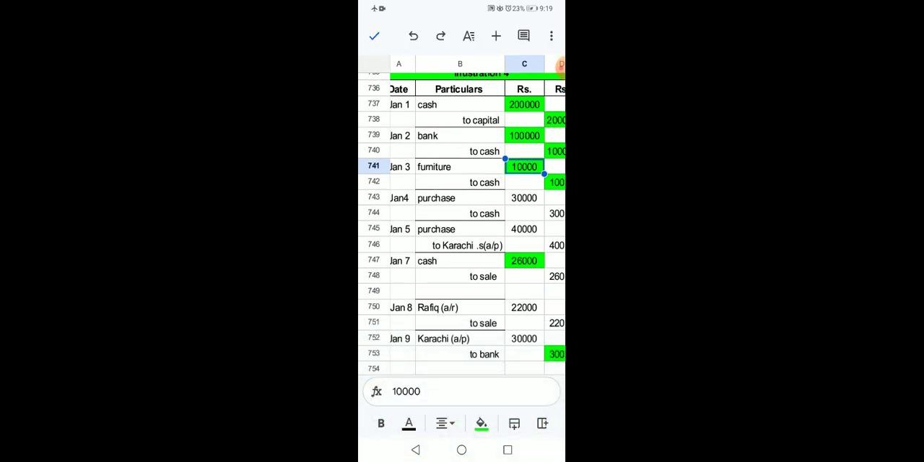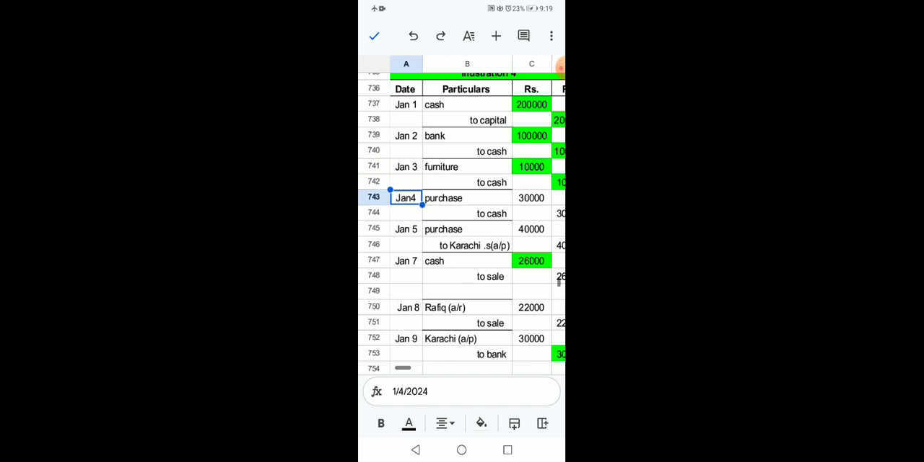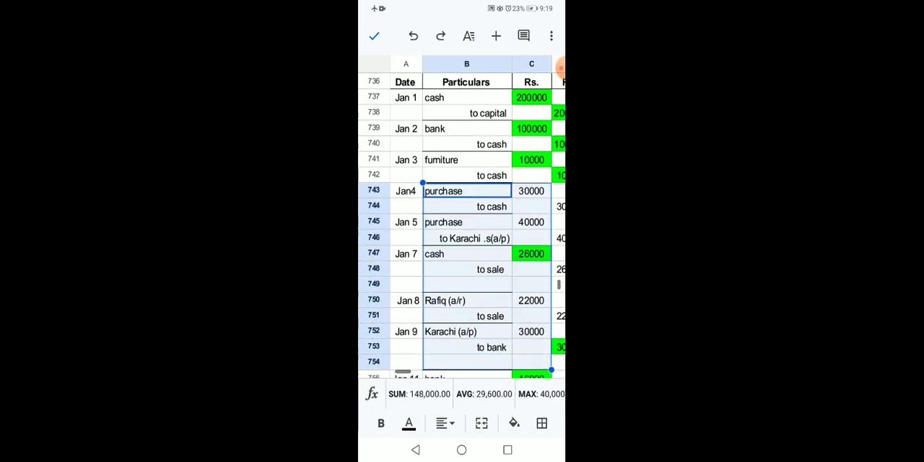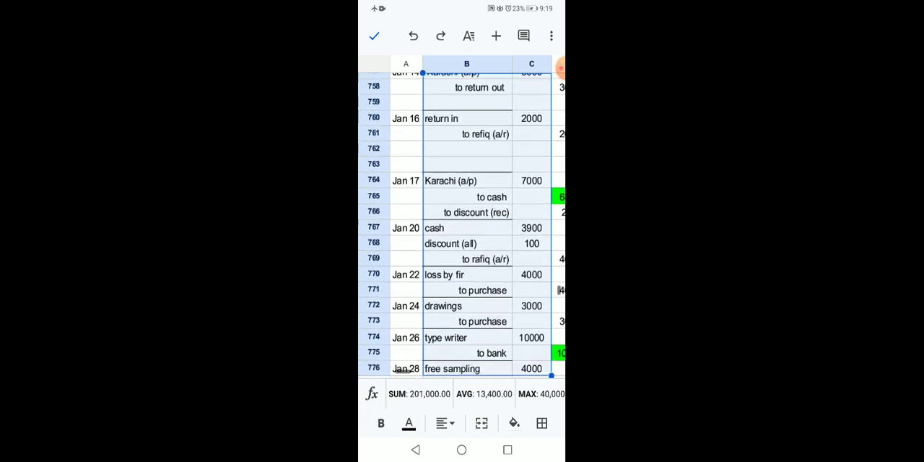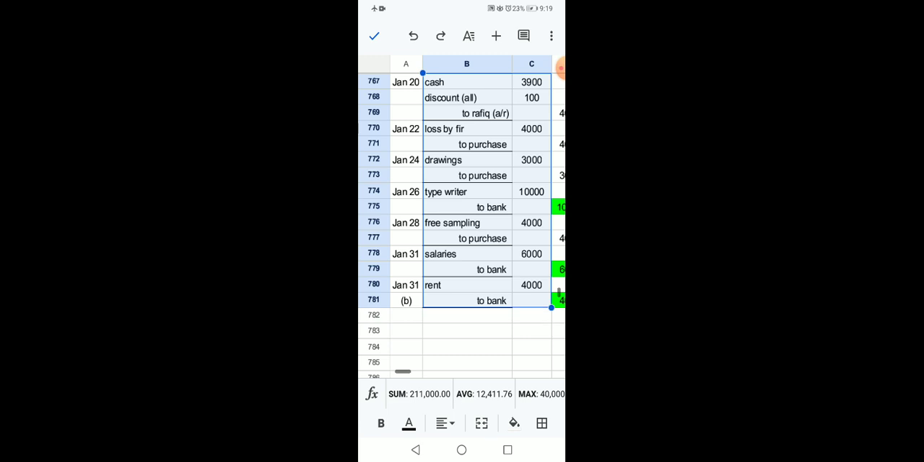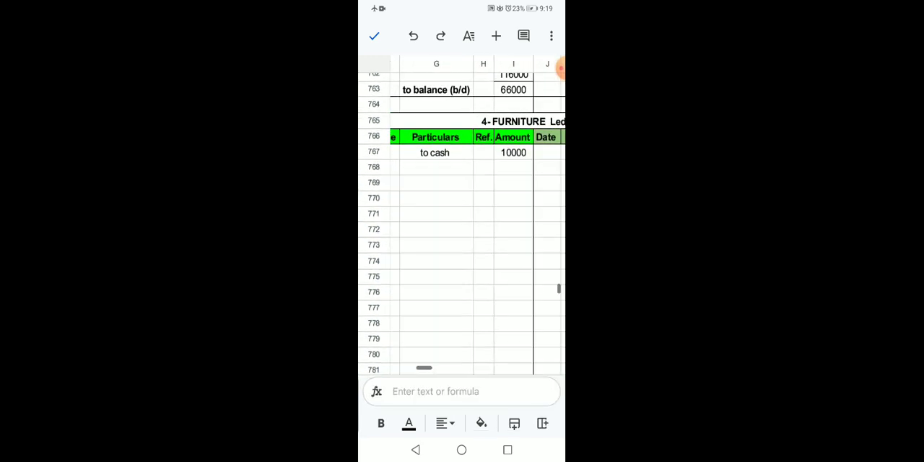Now see where else furniture is present. January 4, you can start over here and see if you can see the furniture. So every time you will have to search thoroughly. Furniture is not present over here, it means posting of furniture is completed. It's time to balance it.